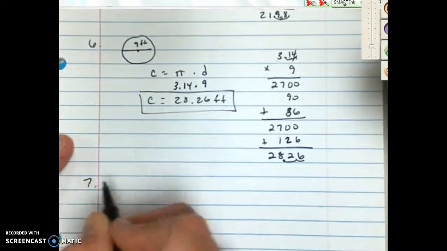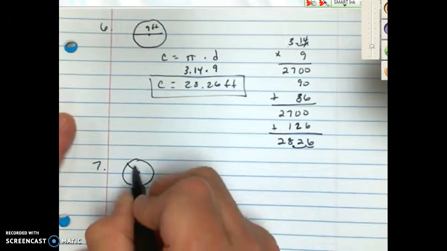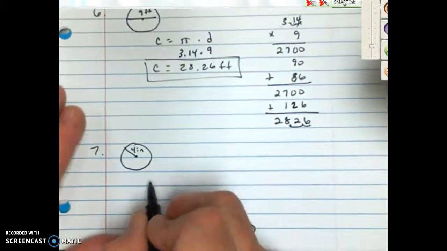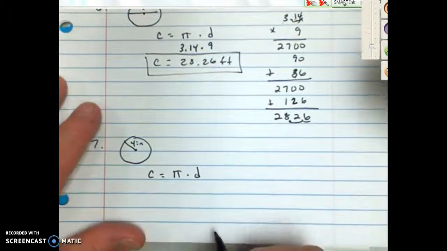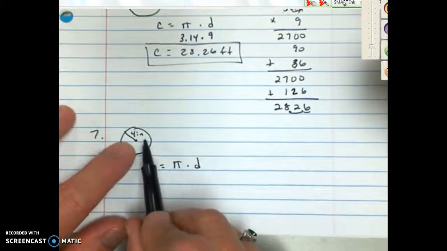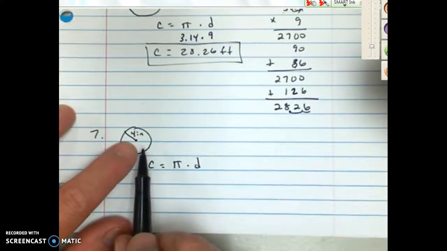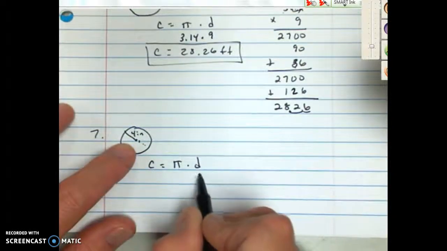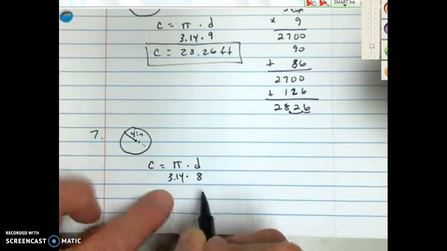Number 7. In this case, we have a circle with a radius of 4 inches. And our formula again for circle circumference is equal to pi times diameter. But in this case, it's just telling us the radius. If we have a radius of 4, what do you suppose the diameter would be all the way across? And if you said that the diameter was 8, you are correct. Pi is 3.14 times 8.